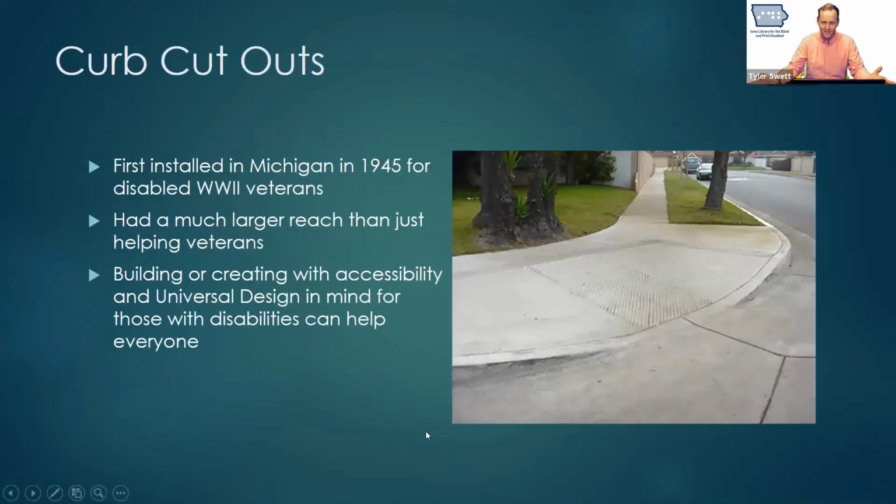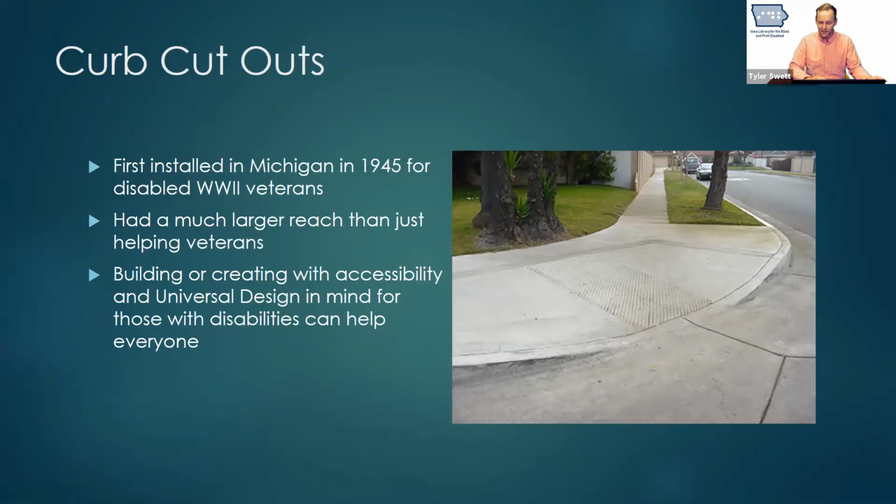An amazing example that I always like to bring up is curb cutouts. These were first installed in Michigan, around the University of Michigan in 1945. They were having a lot of veterans come back from World War II who were in wheelchairs or still had crutches, having lost legs, and they didn't have a way to get down off the curb. So crossing a street became a barrier to them. Getting around became a barrier to them.